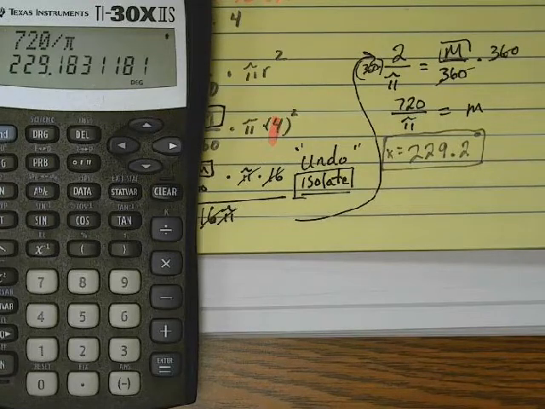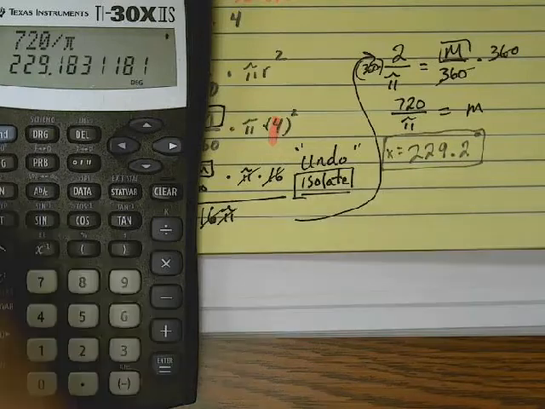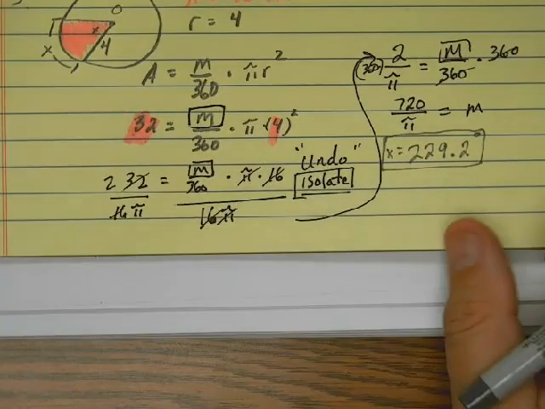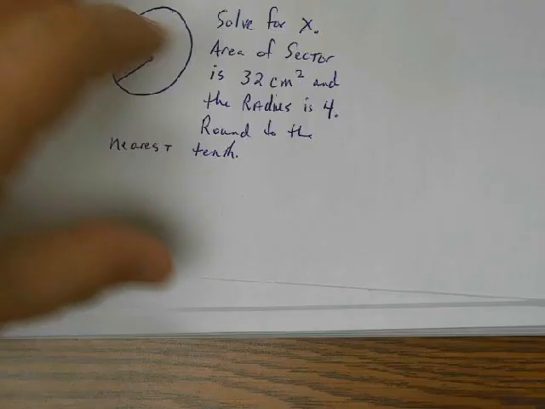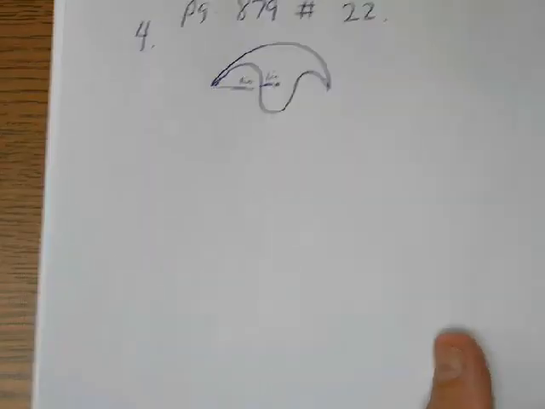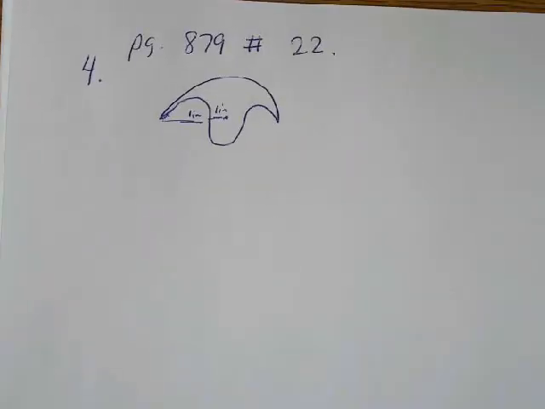All right. Questions? We good? All right. Let's do one more problem. Now you got to open up your book. This is one where I said you need your book. All right. So turn to page 879, number 22. 879, number 22.